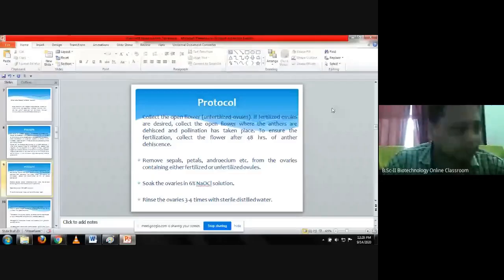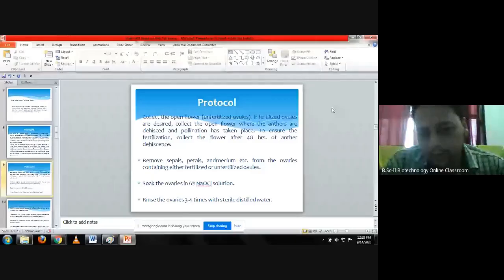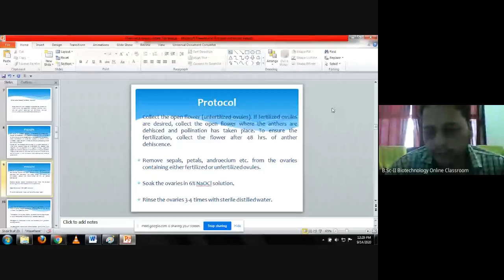Then remove the pulse, petals, androecium, etc. from the ovaries containing the fertilized or unfertilized ovules. Then for disinfection, soak the ovaries in 6% NaOCl solution. This is sodium hypochlorite solution. It is a bactericide, so it will kill any contaminant bacteria present. Then rinse the ovaries 3 to 4 times with sterile distilled water. This is the sterilization process.